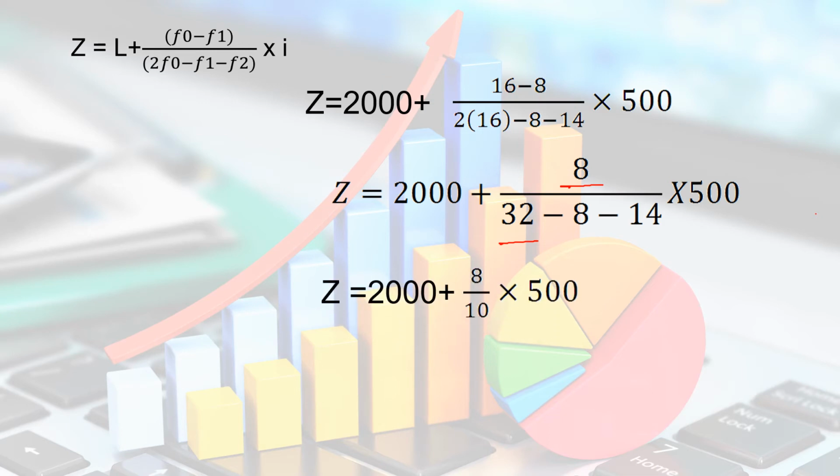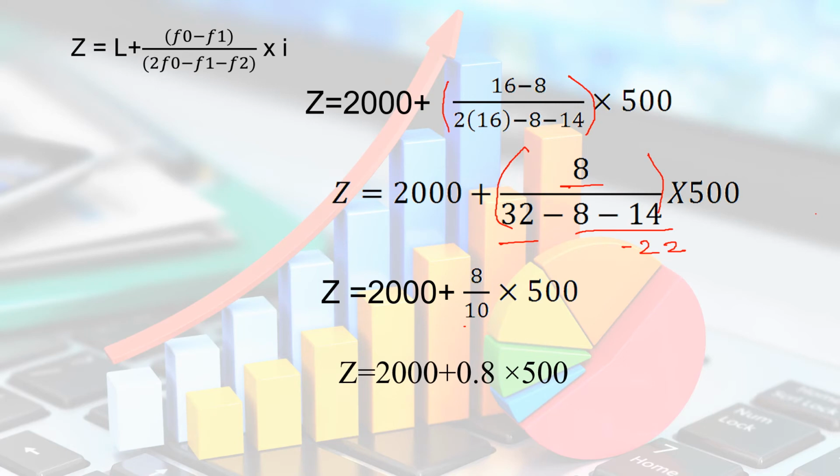Then 2000 plus, first we are supposed to solve the middle portion. This area is supposed to be solved first, so 8 divided by 32 minus 22, since 8 plus 14 comes to 22. So 32 minus 22, here we get 10, multiplied by 500. So Z equal to 2000 plus 0.8 into 500. Finally, the mode we get is 2400. So the mode of the given data is 2400.